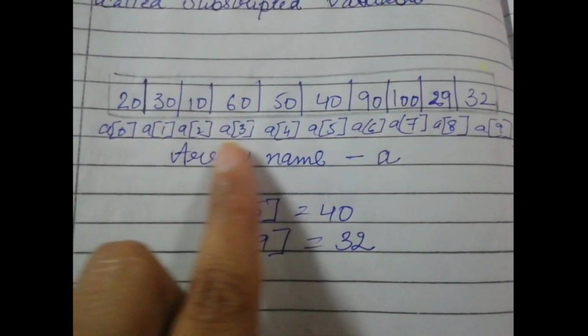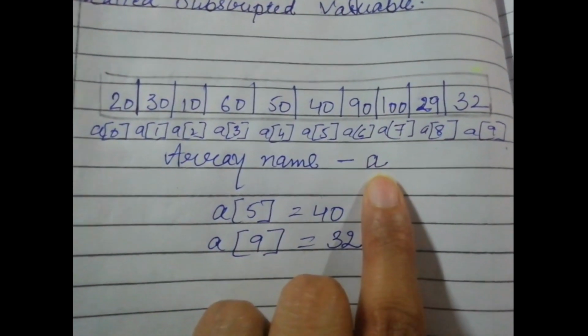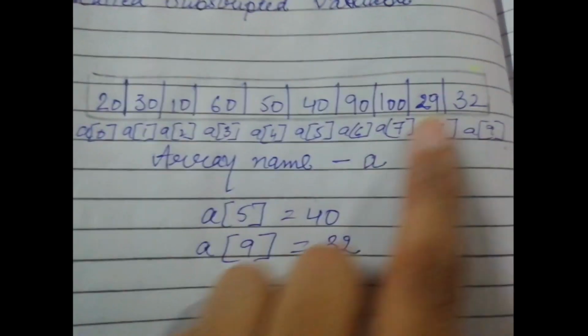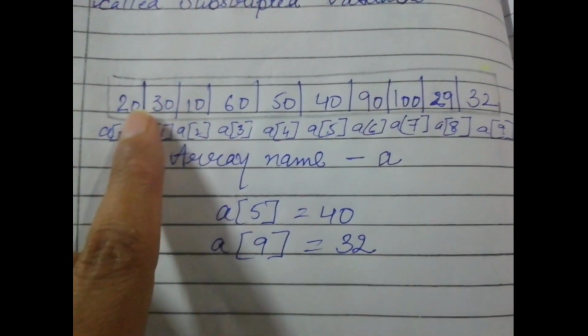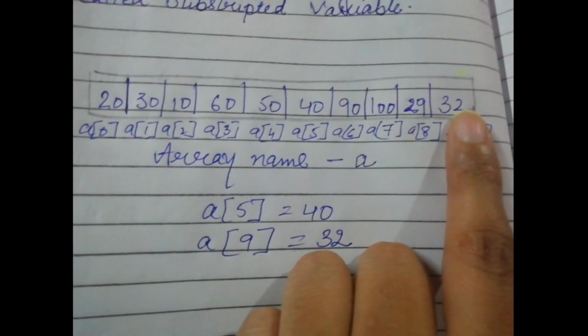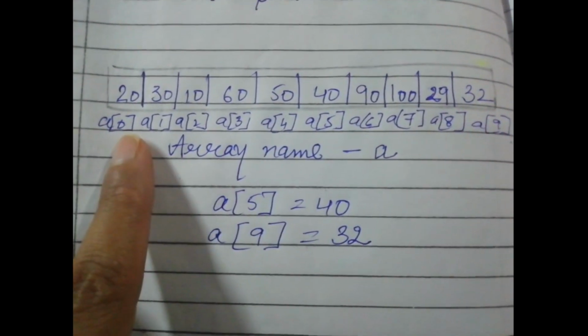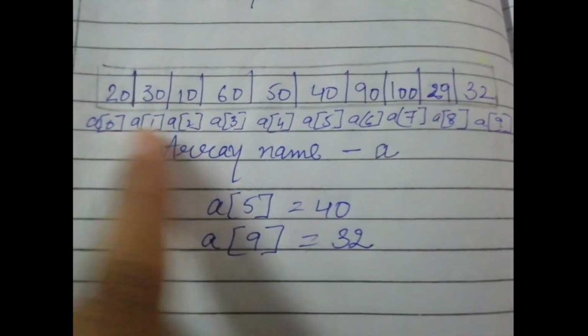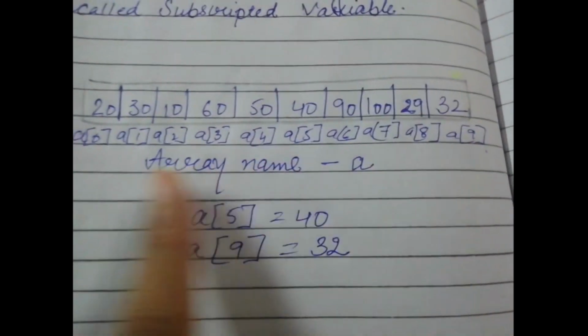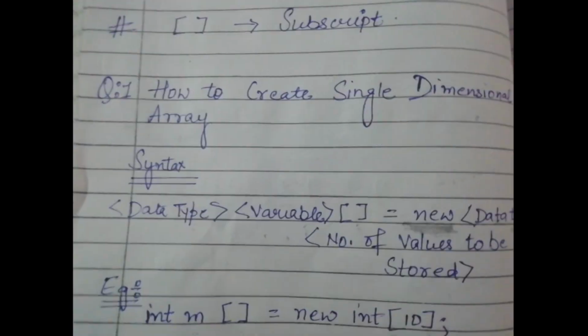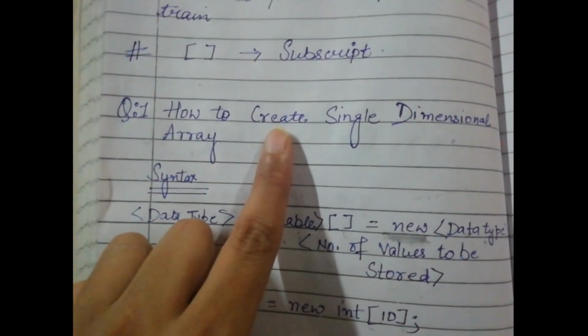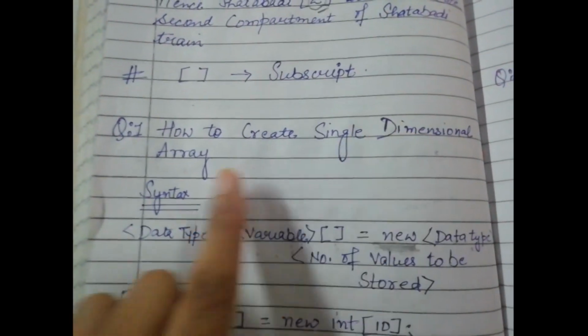So this is our array A. These are the 10 numbers. Total we are having 10 numbers, but they have to start from 0 to 9. From 0 to 9. So there is a question, how to create a single dimensional array.